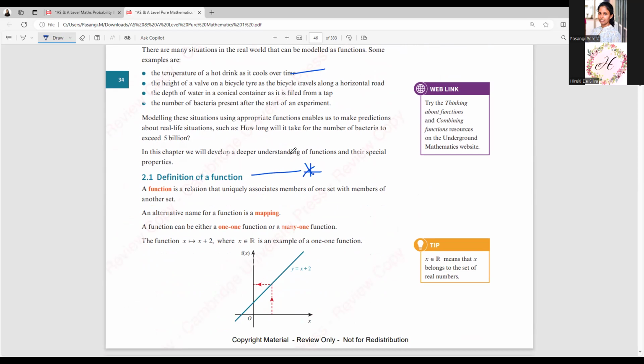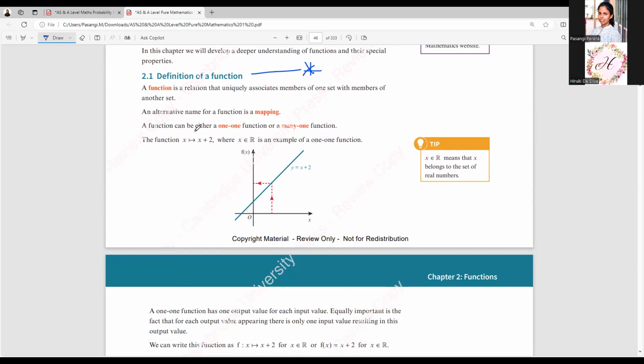One is the definition of a function. A function means a relation that uniquely associates members of one set with members of another set. For example, let's assume we have two sets of data. One set will be x and the other one would be y. For each and every x value, there should be a unique y value. So it can be either this way.